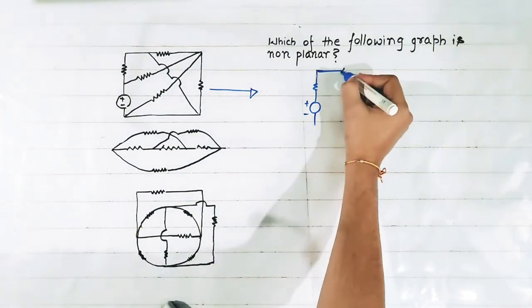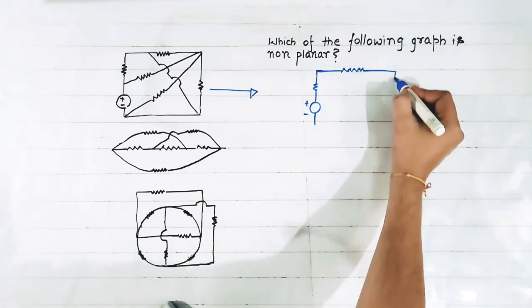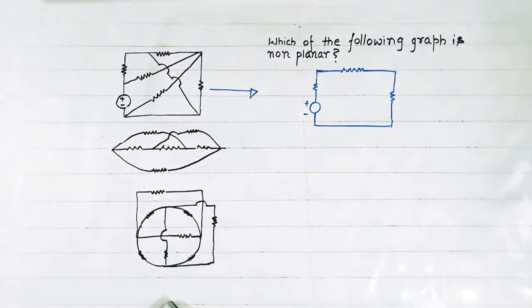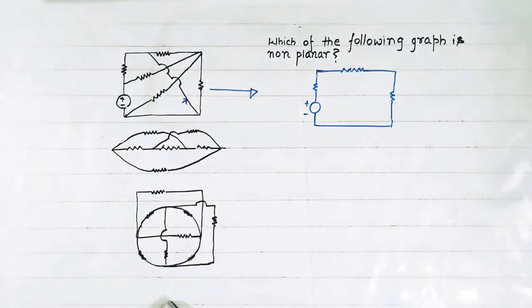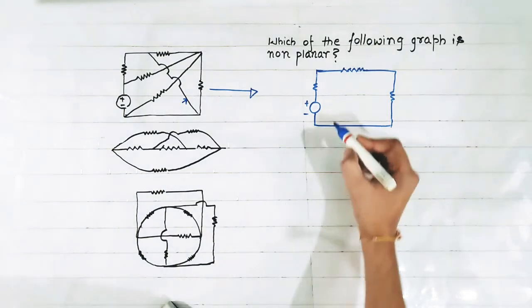We draw this resistance, keep this resistance intact, and this is intact. Here we can see that this branch makes this graph appear non-planar. But actually this graph is planar. See how?